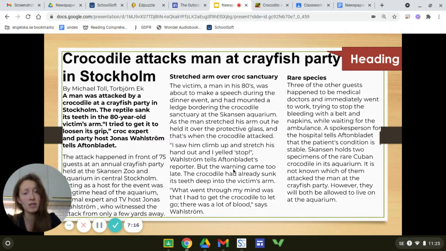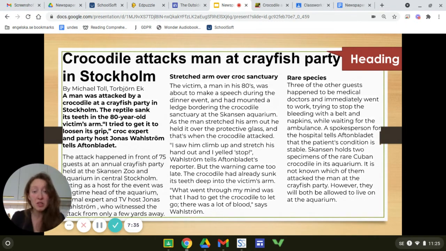The victim, a man in his 80s, was about to make a speech during the dinner event and had mounted a ledge bordering the crocodile sanctuary at the Skansen Aquarium. As the man stretched his arm out, he held it over the protective glass, and that's when the crocodile attacked.